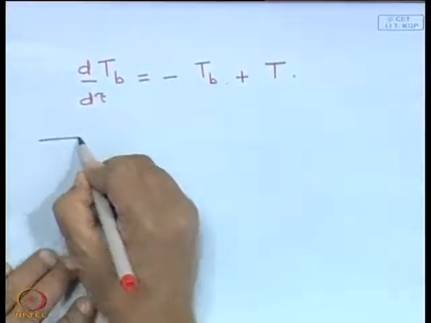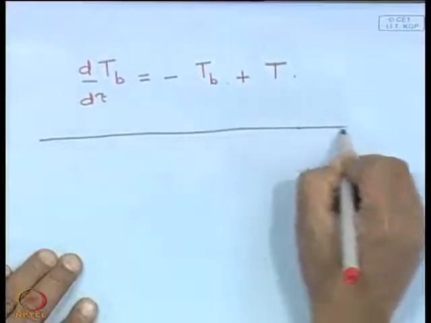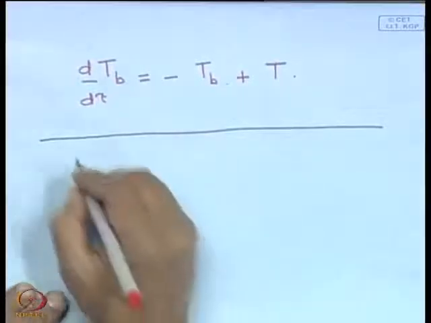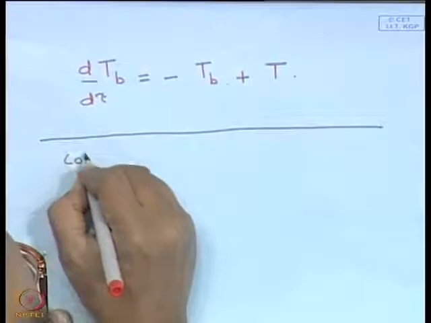Okay, so, this is one of the temperatures. It is called the brightness temperature. Then we have another one which is called the color temperature.